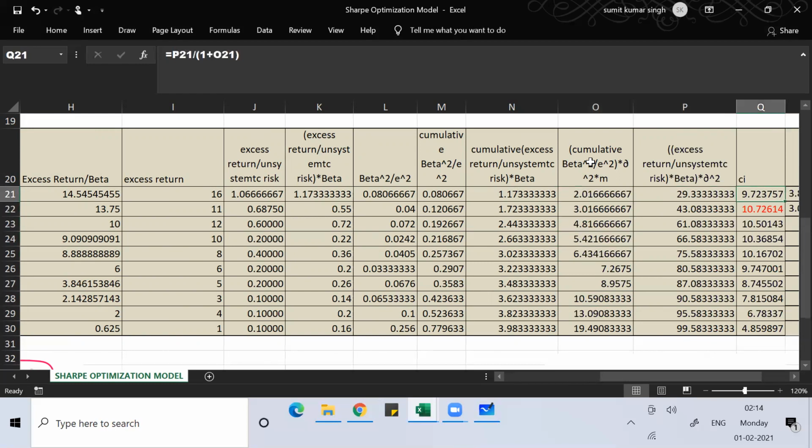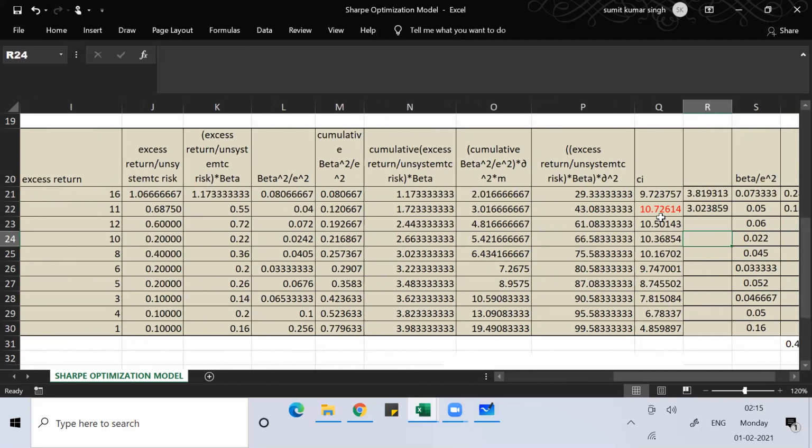And then what is my cutoff value? Cutoff value is the product of the variance of the market into the cumulative value of excess return into beta by unsystematic risk, divided by 1 plus variance of the market into the cumulative of beta square by unsystematic risk. That value you have to find for each stock. That value I call the cutoff.